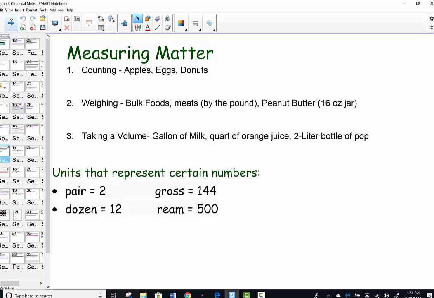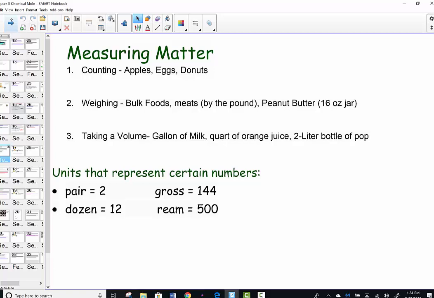Notice that by counting, by weighing, by taking a volume, the ways that we measure matter, the mole is a unit that allows me to exchange from one into the other. So if I walk to the scale and weigh something, I know how many atoms are sitting on there. I know how big the balloon would be if I were occupying a volume of a gaseous product.